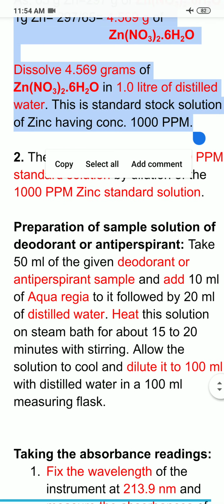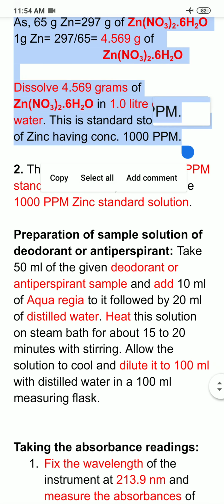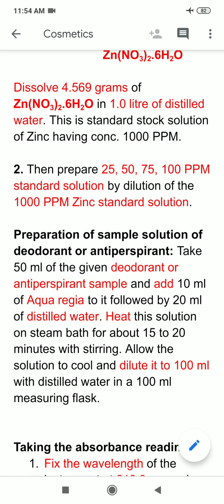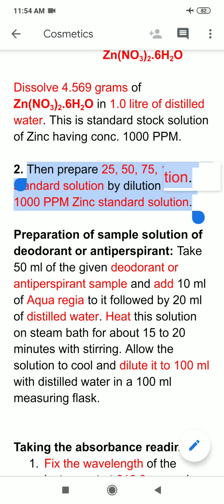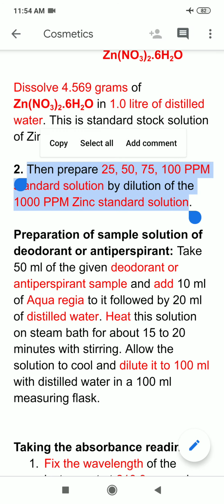Next is preparation of solutions of different concentrations of zinc, like say 25 ppm, 50 ppm, 75 ppm, 100 ppm. So we need to prepare these different solutions of zinc which will have different concentrations of zinc. What is the purpose of using them? Because we need to plot a graph, so we need different concentrations. We will prepare them and record their absorbance at lambda max value of zinc.